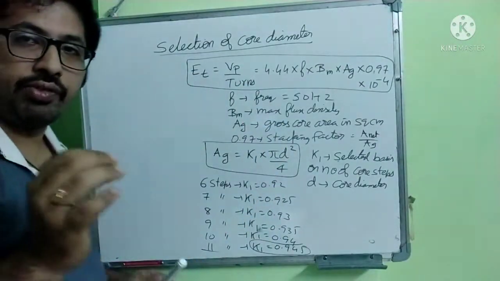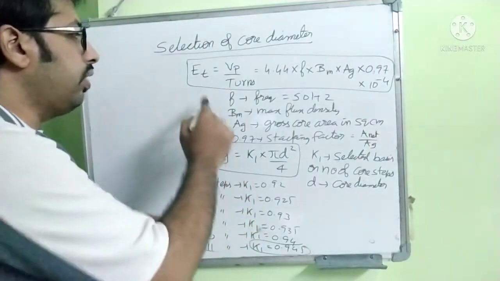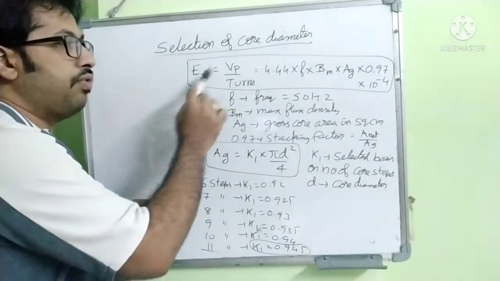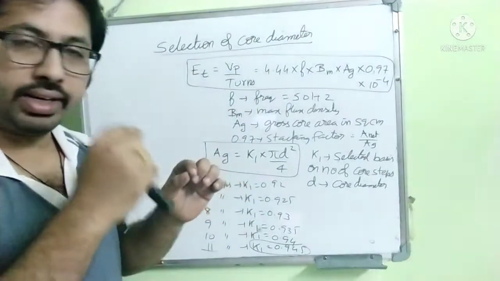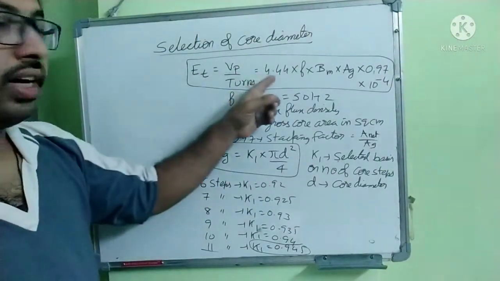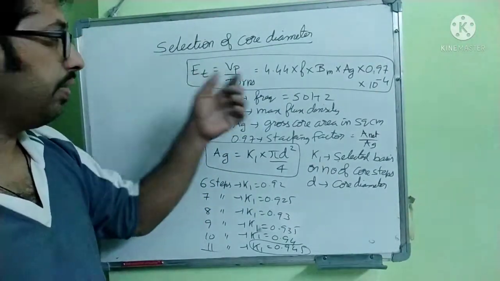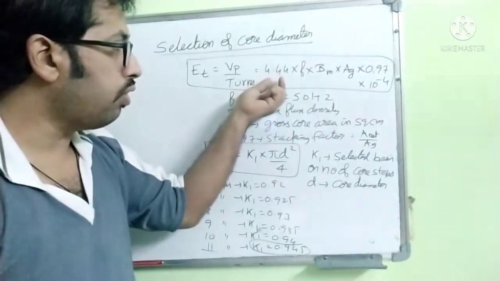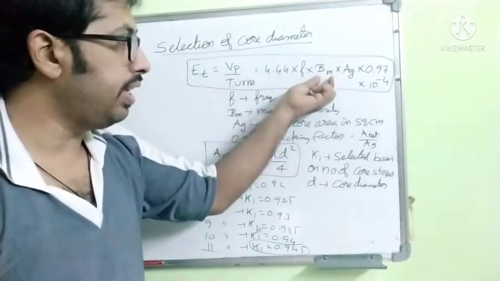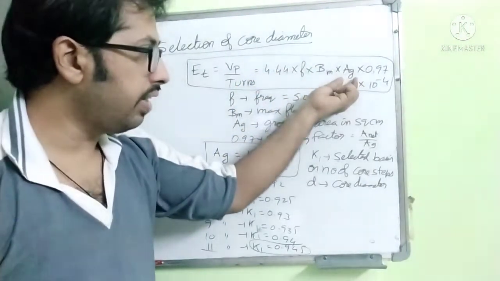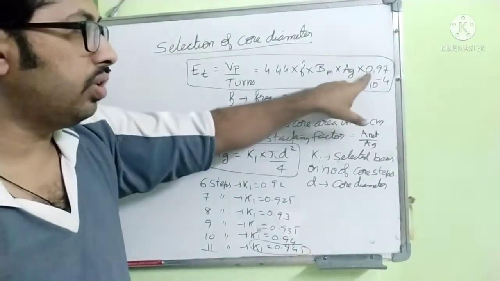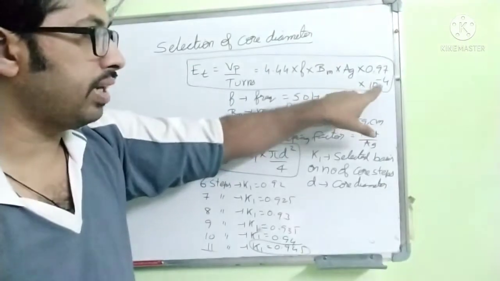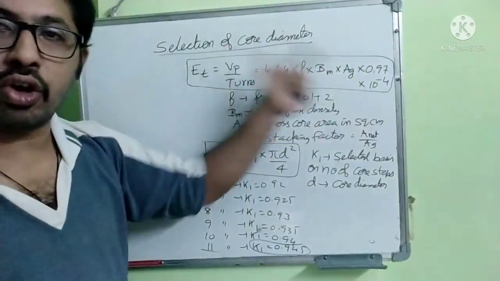To find the core diameter, first you have to know the EMF per turn, that is, the phase voltage per turn. One turn has how much EMF? We have already done the EMF per turn. The formula is 4.44 into F into Bm into gross area into 0.97 into 10 power minus 4. Here Bm is the maximum flux density. This is the EMF per turn formula.